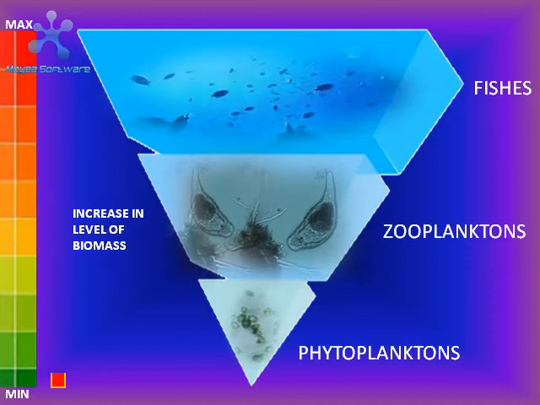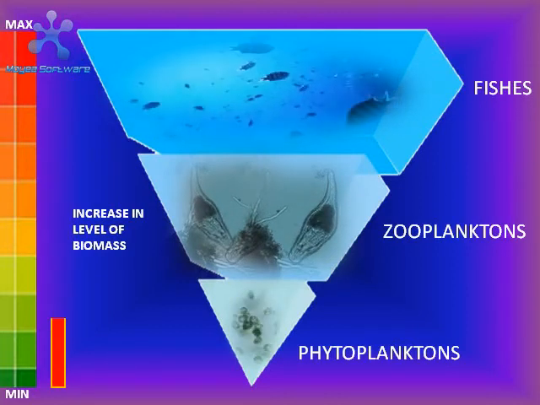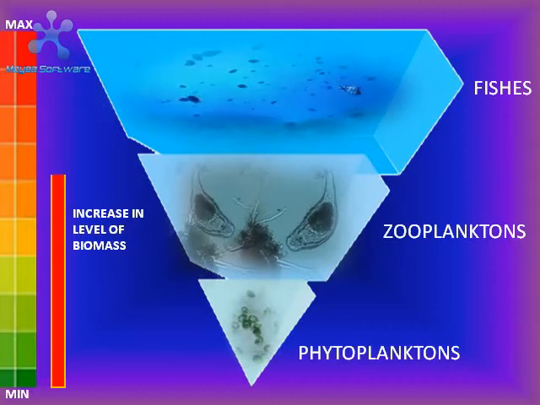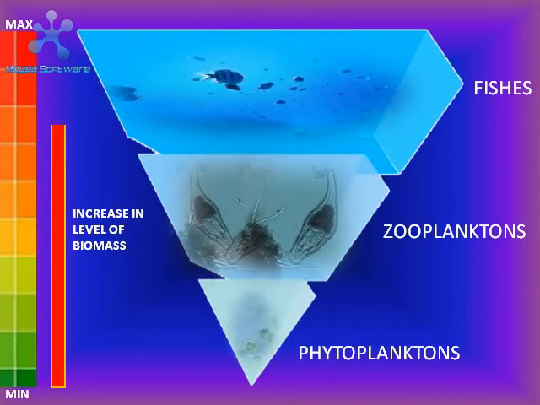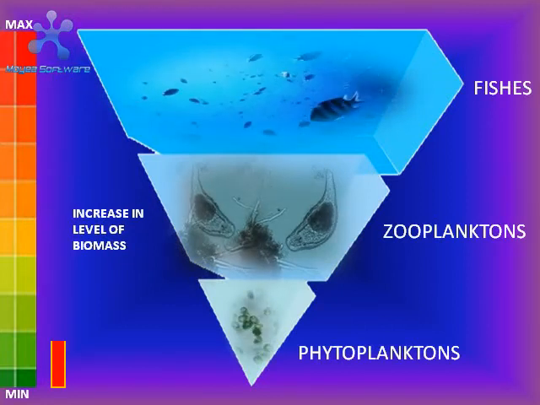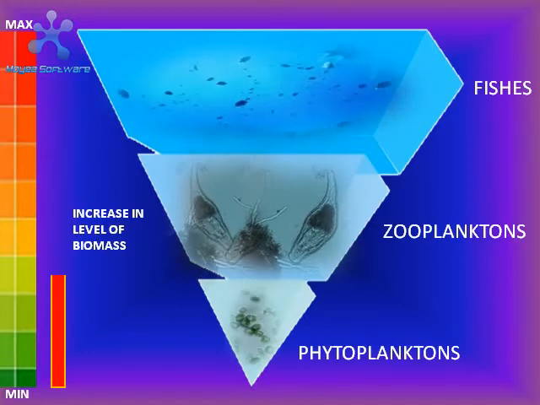In such a pyramid of biomass, there is an increase of biomass in the higher trophic level compared to the lower trophic level. Hence the pyramid is inverted. The phytoplankton is lesser and is consumed by zooplankton. The zooplankton is lesser and is eaten by aquatic fishes.